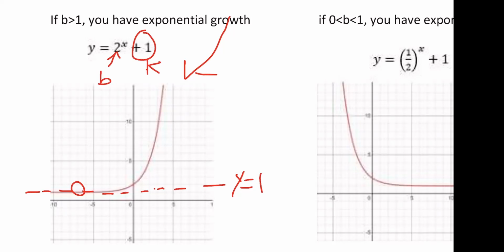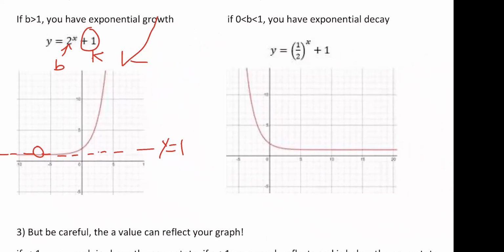It's bigger than 1. On the contrary, if you have a B value that's a fraction between 0 and 1, you're going to have a graph that is called exponential decay, because your graph gets smaller as it goes left to right. And since your K value is still 1, you're still going to have an asymptote at 1.